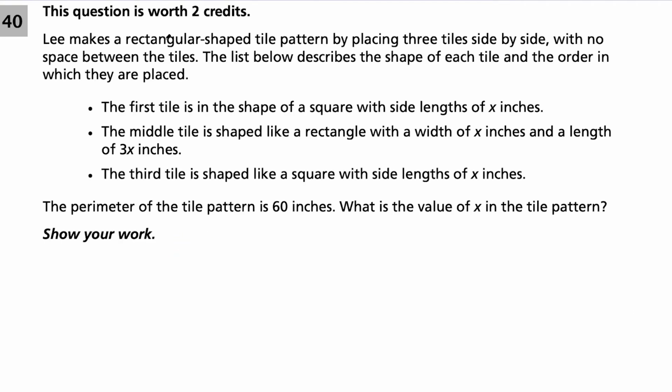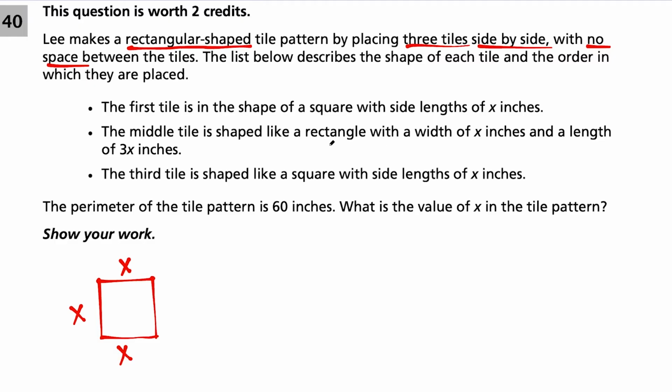Question 40, we have Lee makes a rectangular shaped tile pattern by placing 3 tiles side by side with no space between the tiles. And we have a list describing the shape of each tile and the order in which they are placed. So I would read this list and draw it as I'm reading it. So we have the first tile is in the shape of a square. The side lengths are X inches. So here's our first square. So I'm going to draw this out here, and I'm going to label this here as X, because that's what they're saying here. The side length is X inches.